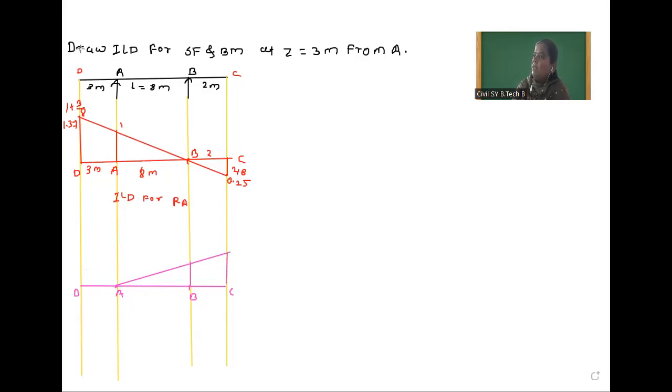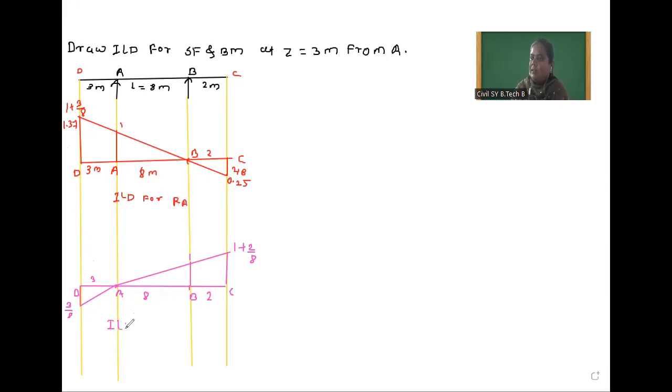Now the left side overhang is remaining. From A to D, one overhang is provided, so we have to make it rigid. So we extend this A line up to this B line and then close this line. So this is the ILD for RB. We will mark values here. This distance is 3 meter, this distance is 2 meter, this distance is 8 meter. Now here the value is 3 by 8. You calculate and tell me accordingly. So here the value is 1. So here the value is 1 plus 2 divided by 8.